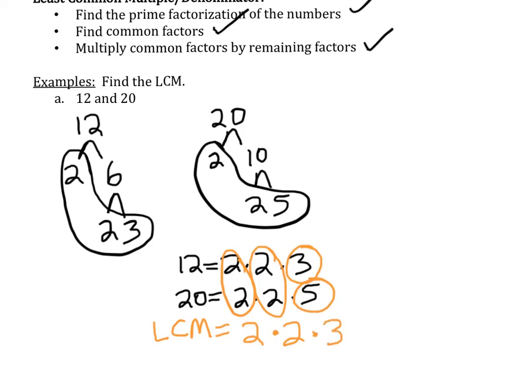All right. And the reason that I have to multiply it by the other factors is so that I can get a multiple of both 12 and 20. Right. If I don't include this 3, then I'm not going to get a multiple of 12. If I don't include that 5, then I'm not going to get a multiple of 20. All right. So I have to include all of that. When we multiply this, that's going to be 4 times 3, which is 12, times 5, which is 60. So the least common multiple of 12 and 20 is 60. So that means if I count by 12s and I count by 20s, the first number that shows up on both lists will be 60. Okay?